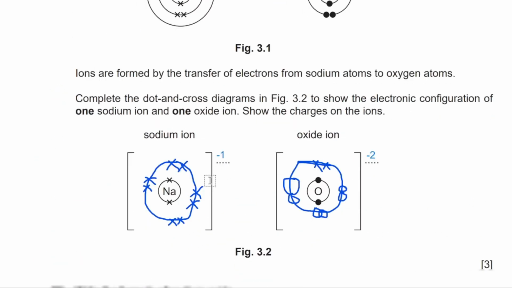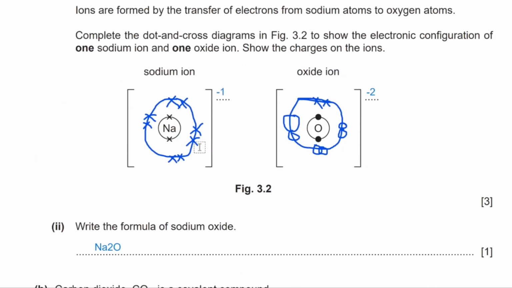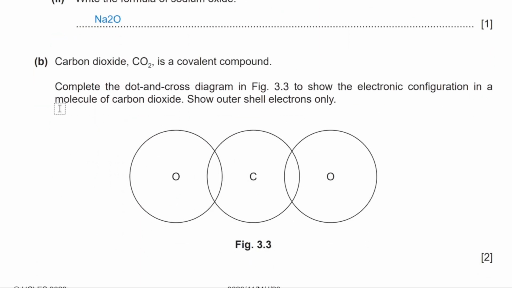That's because sodium has one electron in its outermost shell and oxygen needs 2 electrons to reach the electronic configuration of group 8 atoms. Once you have two sodiums giving one electron to oxygen, it would have 8 electrons in its outermost shell, and both of the sodiums would also have 8 electrons in their outermost shell. B. Carbon dioxide. CO2 is a covalent compound.